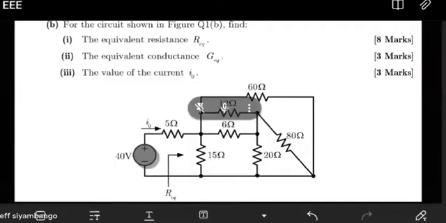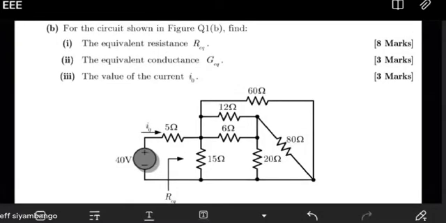Okay, so for the first part, we'll be revising through just general concepts in EEE. And in this case, we've got this basic question. It was worth an entire 14 marks. So this was a giveaway.